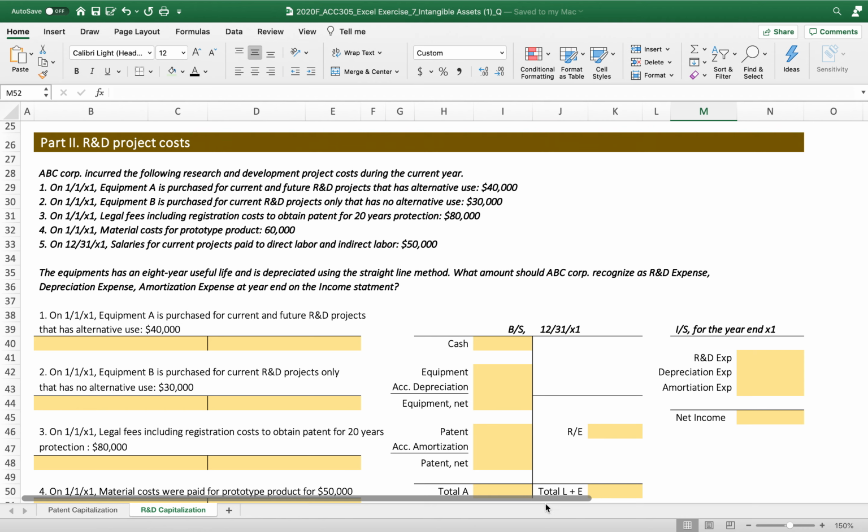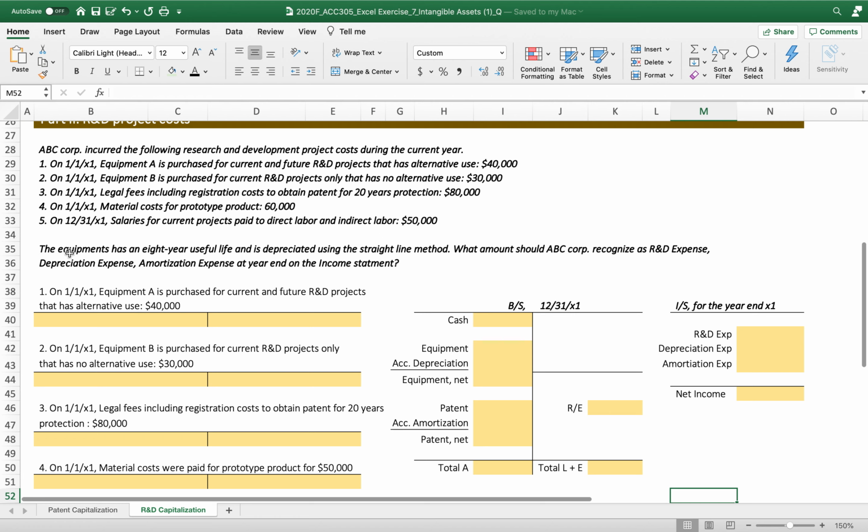So let's start. And then these two equipment have an 8-year useful life and are depreciated using the straight line method. But equipment B cannot be capitalized because it has no alternative use. Only used in the current R&D project. So we have to disregard the useful life of 8 years for equipment B.